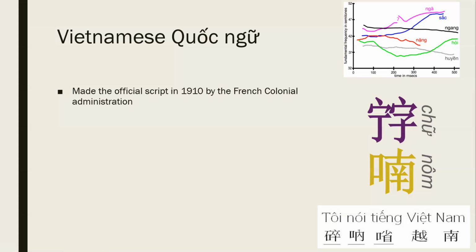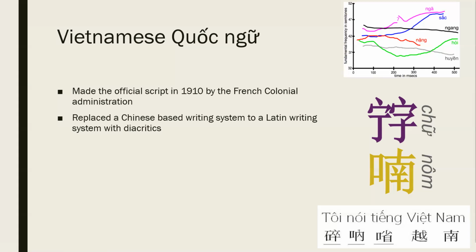The writing system they developed here was very similar to Pinyin in that it was developed out of a system that had been developed by European missionaries. But Quoc Ngữ actually ended up becoming the primary written standard and eventually replaced the Chinese characters that had been used previously.